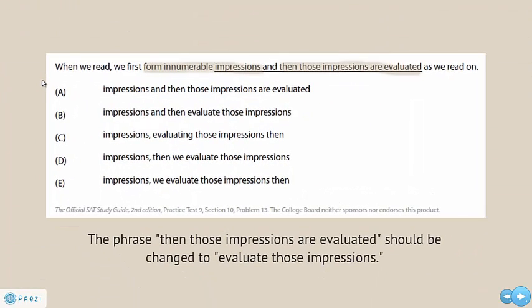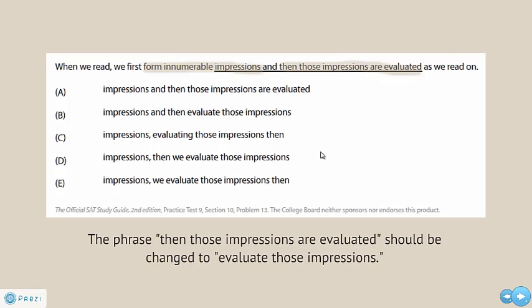In this example, the sentence reads, "When we read, we first form innumerable impressions, and then those impressions are evaluated as we read on." This is a double action sentence because 2 actions are assigned to us when we read. The first is form innumerable impressions, and the second is then those impressions are evaluated. So obviously these two actions don't match, so this is a parallel structure error.